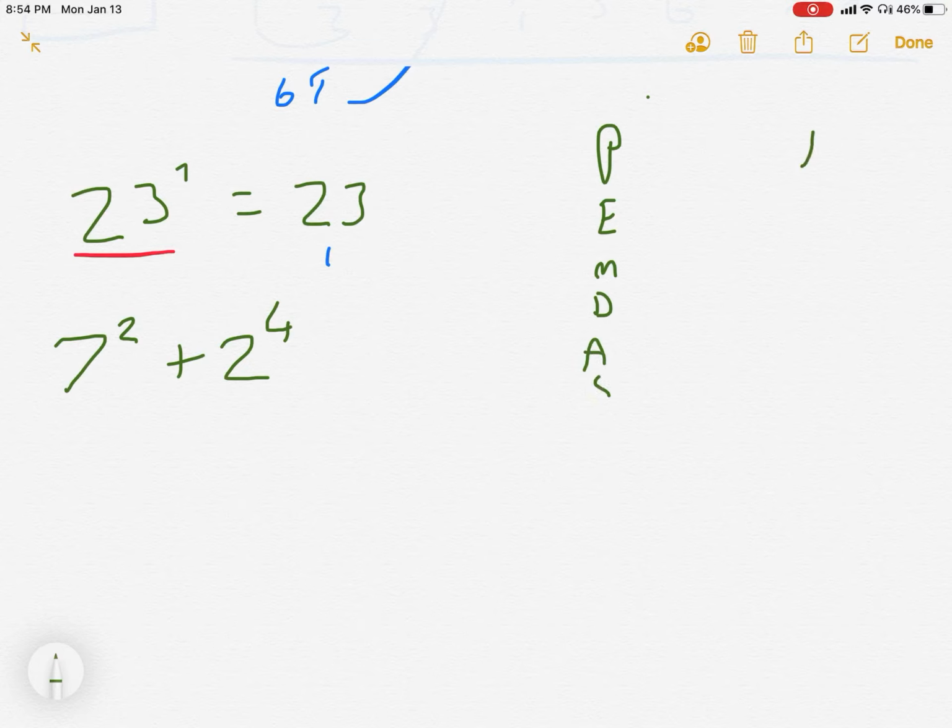And you might write it differently. You might write it like PEM, and then an M and a D, and then an A and an S. Either way is fine to write it. But the P means parentheses. The E, we can now use that E. I'm so excited. The E means exponent.